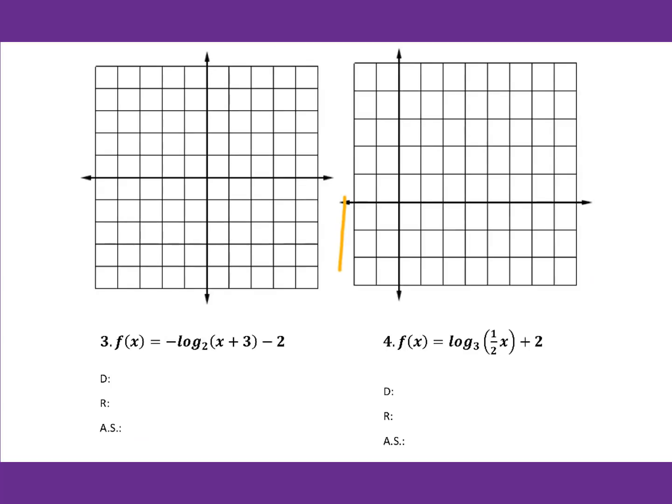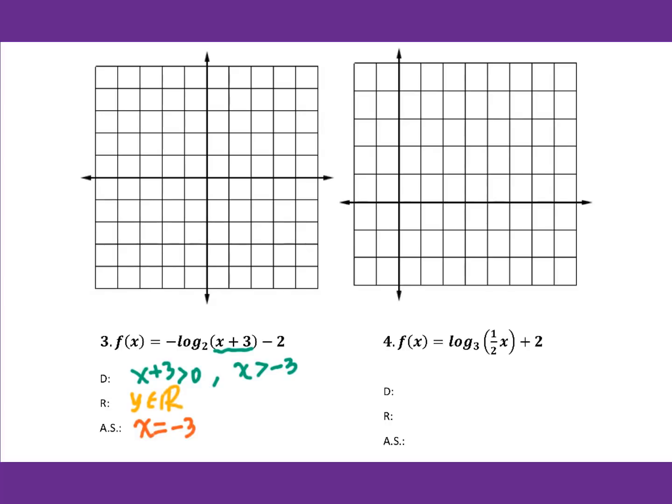Now let's go to number 3. This is a logarithm function. We will set up a domain, your argument greater than 0. So we set up x plus 3 greater than 0 means x greater than -3. So the asymptote line will be x equals -3. Range is y is all real numbers.